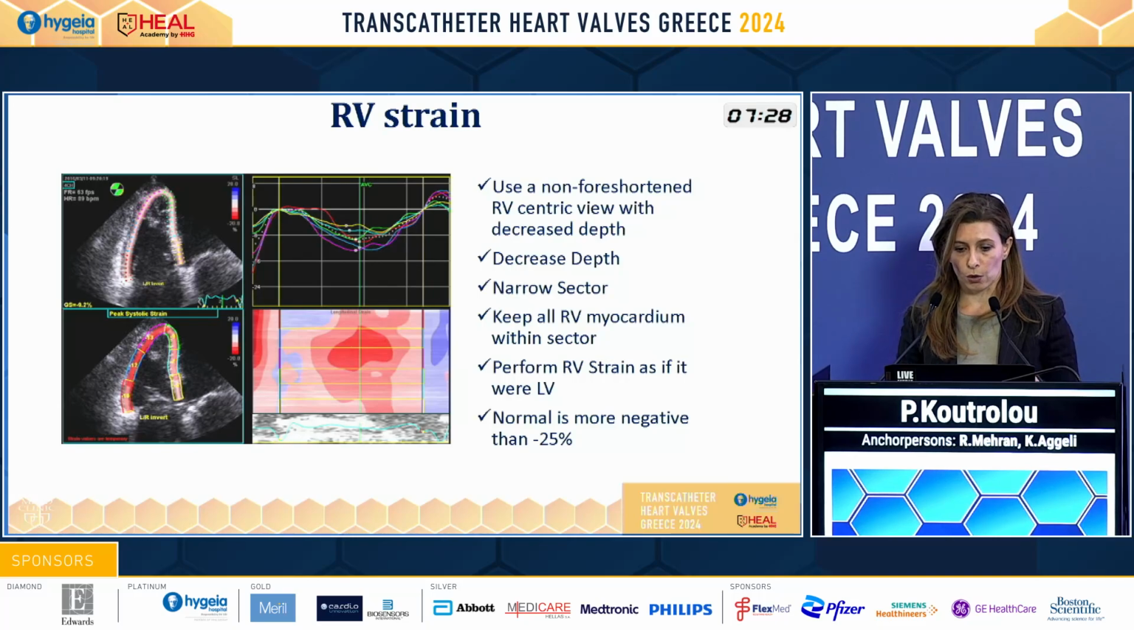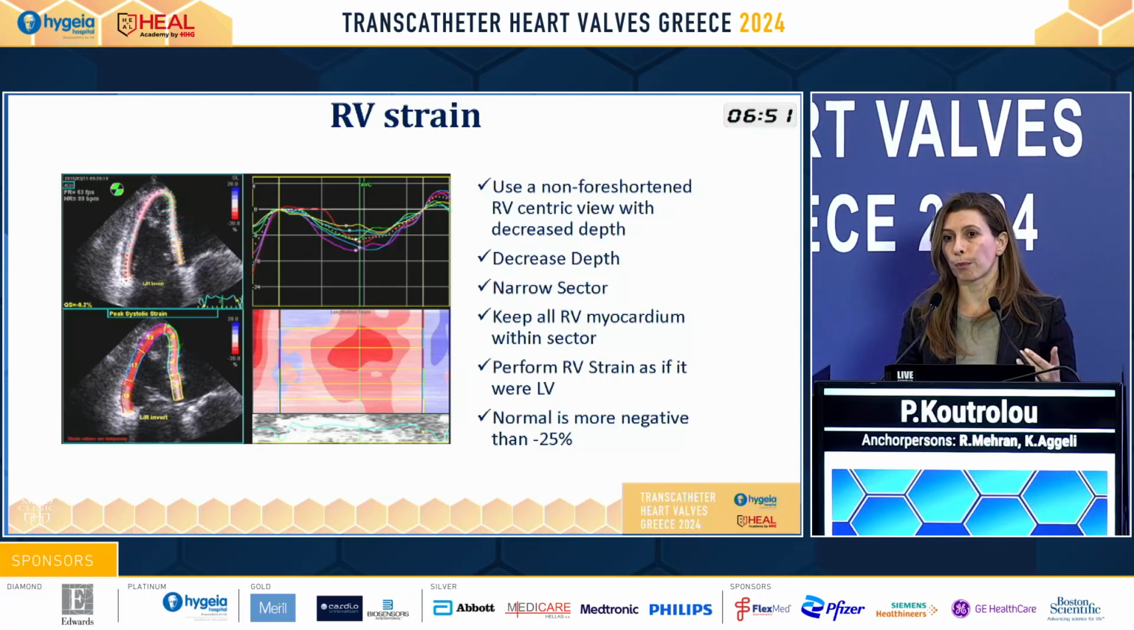We use a narrow sector, but we make sure that we have the whole RV in our plane so as not to miss a few segments. We have, however, our sector as narrow as we can so as to have a high frame rate. We perform the strain in the RV like we're doing it in the LV. However, we disregard the segments that are in the septum, and we only account the 3 segments that are in the lateral part of the RV. Actually, it's 3 numbers. We divide by 3, and we have our number for the RV strain.